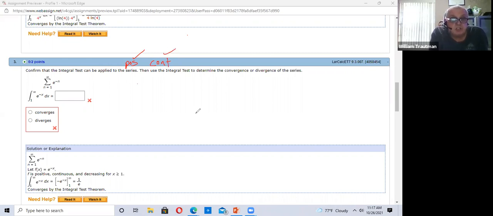And then finally, taking the derivative of e to the negative x. If you take the derivative of e to the x, it's still e to the x. But then you have to take the derivative of the u part here, and that's negative. So we put the negative out in front. So this is a negative function when you take the derivative, so it's decreasing.